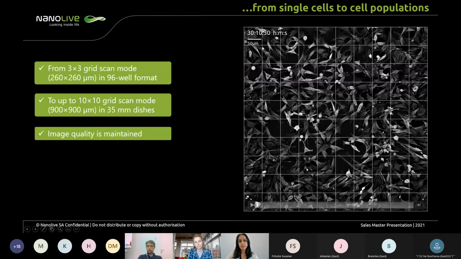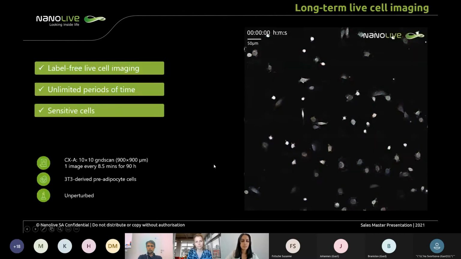Just keep in mind that because you're working with grid scan, even though we have larger fields of view, the individual resolution is always maintained since it's the same imaging technique. So it's a very smooth way of getting more information.